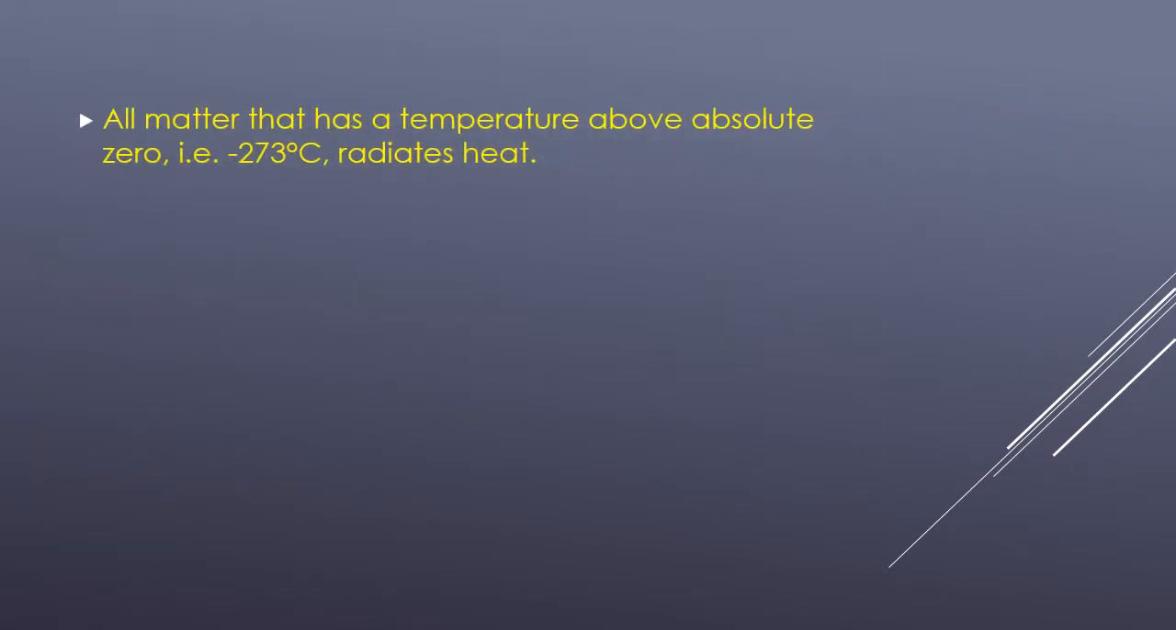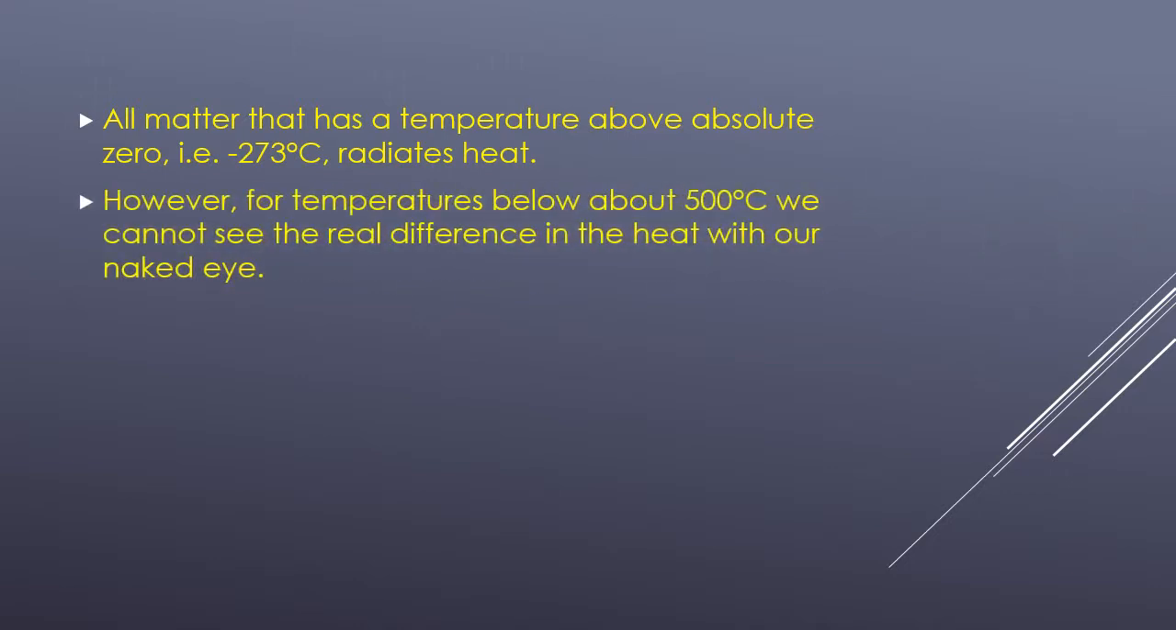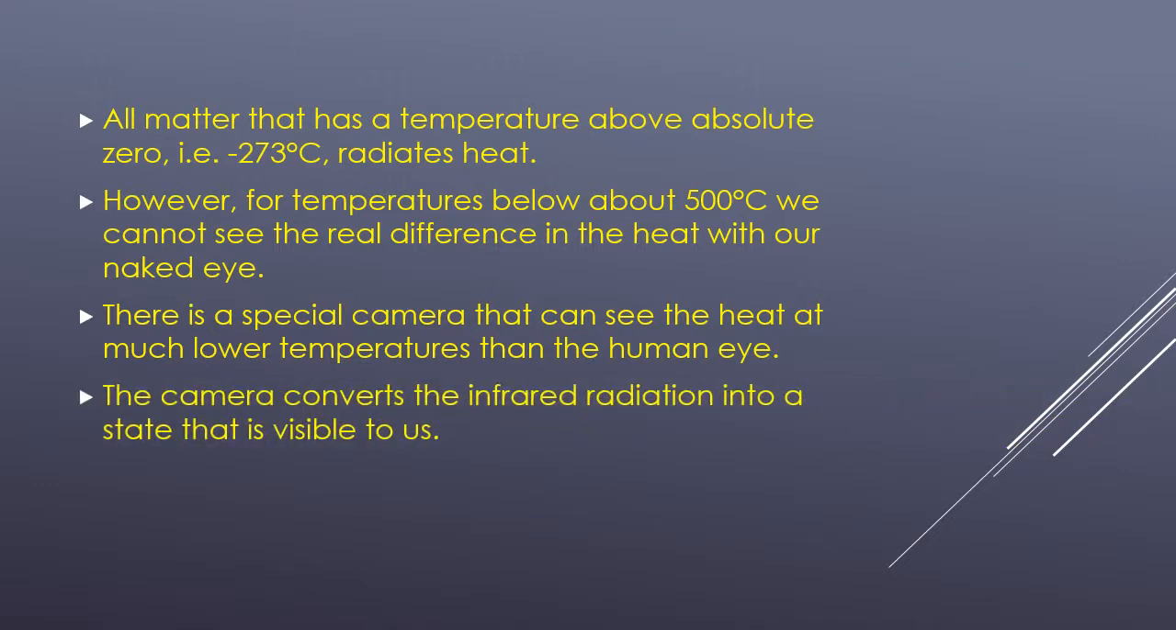All matter that has a temperature above absolute zero radiates heat. The hotter the object, the more intense the radiation. However, for temperatures below 500 degrees Celsius, the heat cannot be seen with the naked eye. This is where thermography comes in. The camera can see the heat at much lower temperatures than the human eye. The camera converts the infrared radiation into a form that is visible to us.